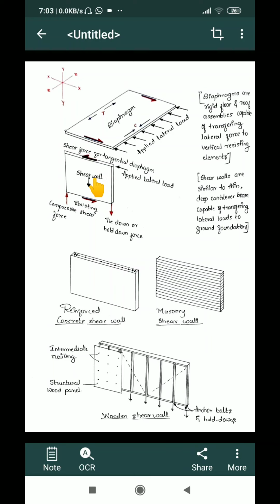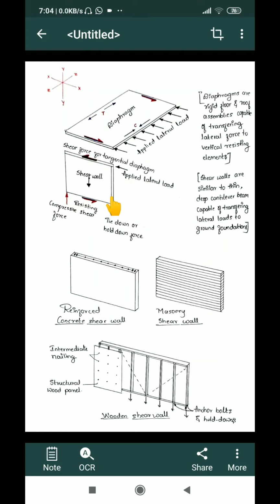But what happens when I apply a load or a lateral force along another plane, meaning out of the plane of a shear wall? Say I apply a lateral force along the z axis, along this line. Then definitely this wall will deflect more, or it may fail also. So as per the definition, shear walls are the vertical elements of a structure which carry in-plane lateral forces.